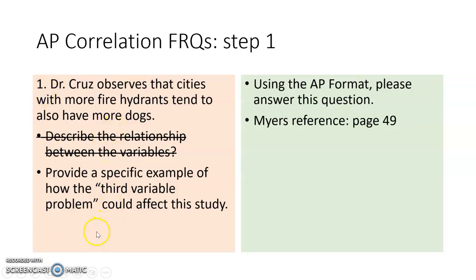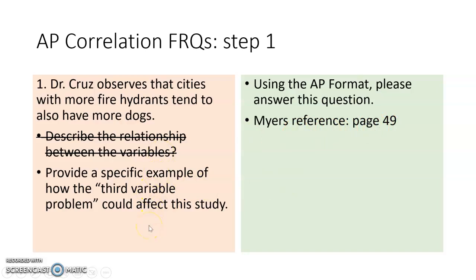Cruz prompt. And the way we often see the question asked is we'll be given a correlation, because third variable problems usually are about correlations. So we have this correlation between fire hydrants and more dogs, a positive correlation, right? As one increases, the other one tends to increase. A predictive, not causal relationship. Myers does discuss this if you need to review it on page 49.